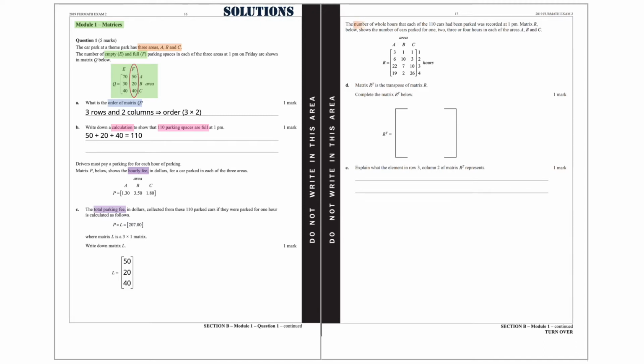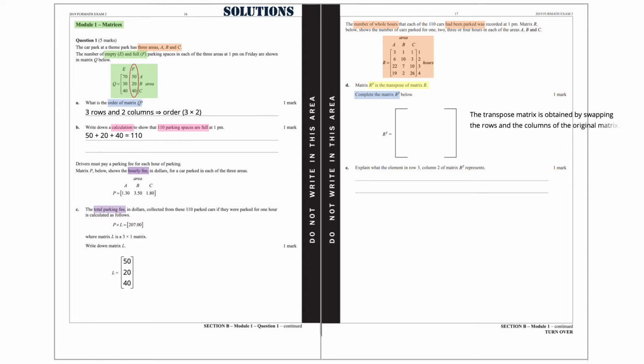The number of whole hours that each of the 110 cars had been parked was recorded at 1 p.m. Matrix R below shows the number of cars parked for 1, 2, 3, or 4 hours in each of the areas A, B, and C. Part D. Matrix RT is the transpose of matrix R. Complete the matrix RT below. We know that the transpose matrix is obtained by swapping the rows and the columns of the original matrix.